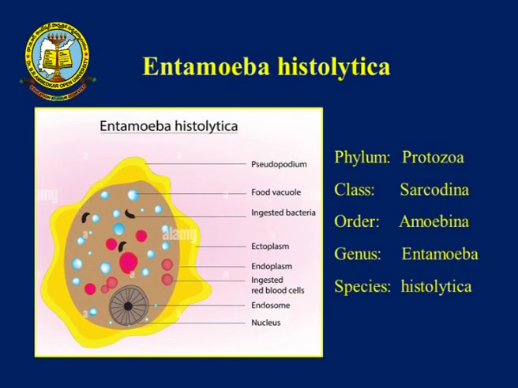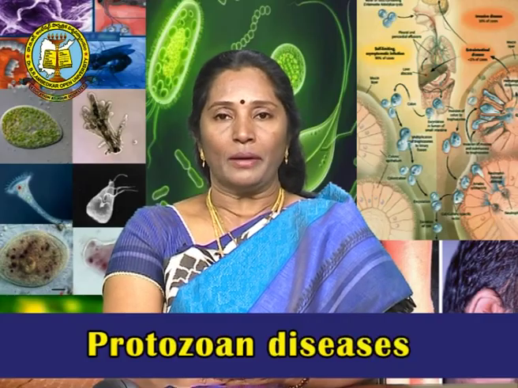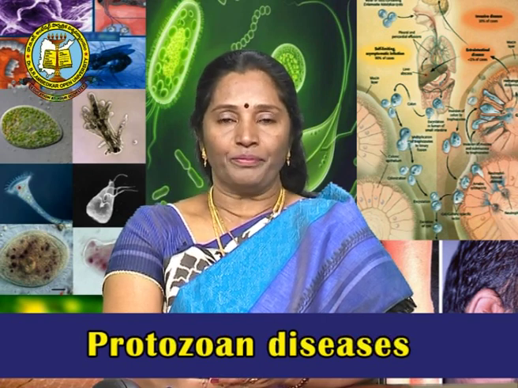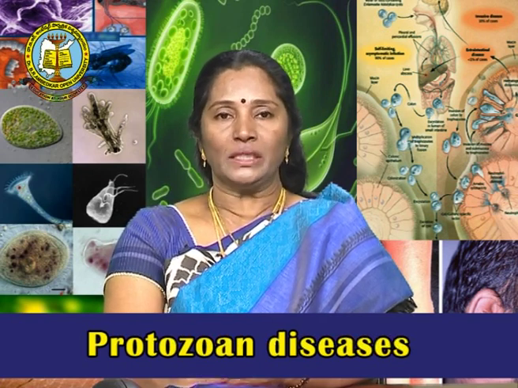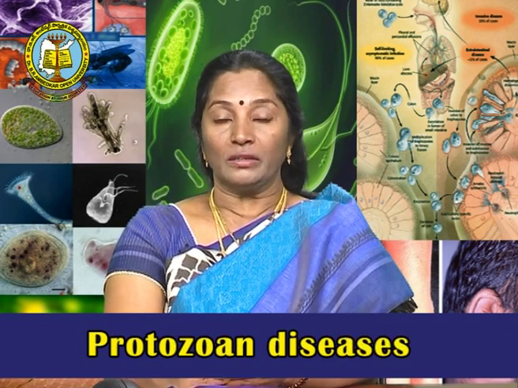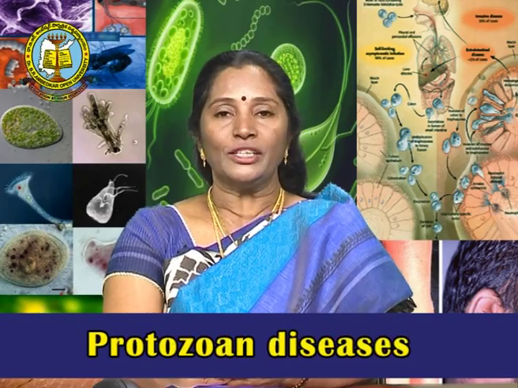Now, we will talk about Entamoeba histolytica. Phylum Protozoa, because they are primitive animals. Class Sarcodina, because they have pseudopodia. Order Amoebina, because they belong to amoeba. Genus Entamoeba, species histolytica. Entamoeba means these are organisms living in the intestine. Histolytica: histo means tissue, lytic means they are going to destroy the tissue. So, that is the name given to them, Entamoeba histolytica.